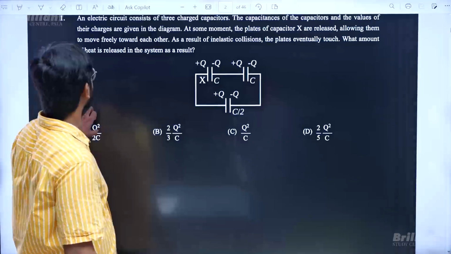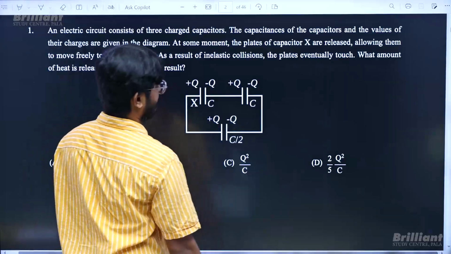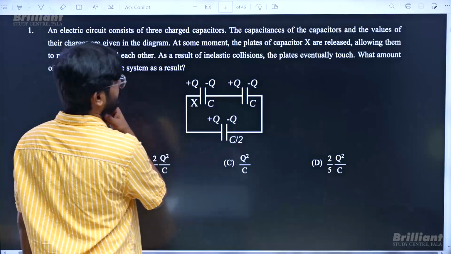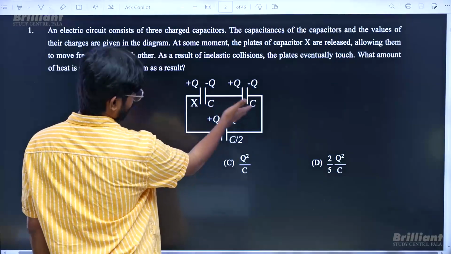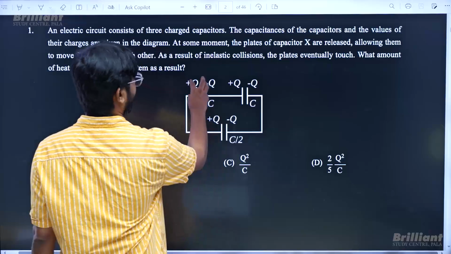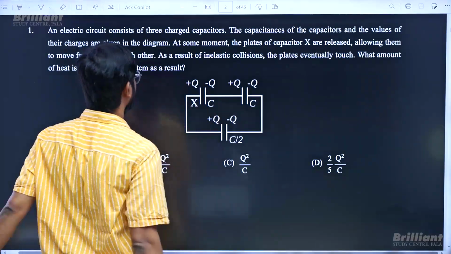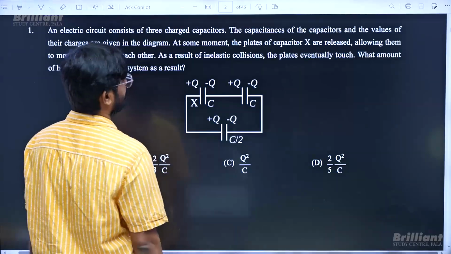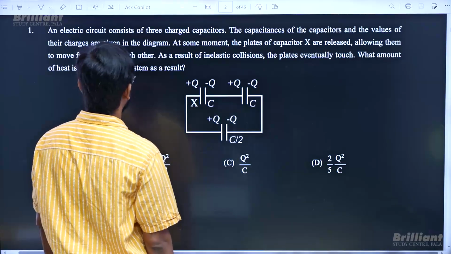First question says an electric circuit consists of three charged capacitors. Capacitance of the capacitors and the values of the charges are given in the diagram, which is Q, C; Q, C; and Q, C by 2. At some moment, the plates of the capacitor X are released, allowing them to move freely towards each other. There will be attraction, they will be moving. As a result of inelastic collisions, the plates eventually touch. The amount of heat released in the system as a result.